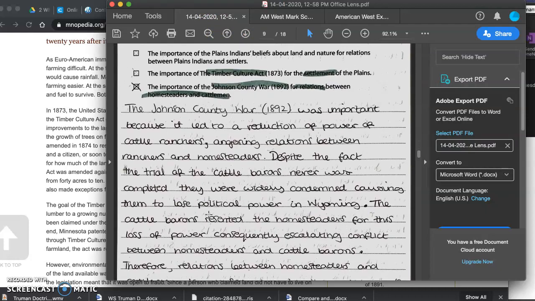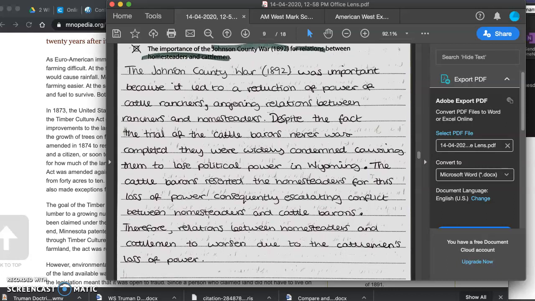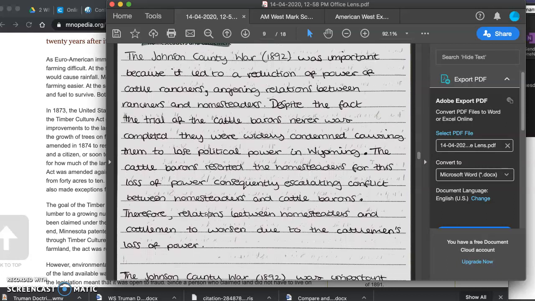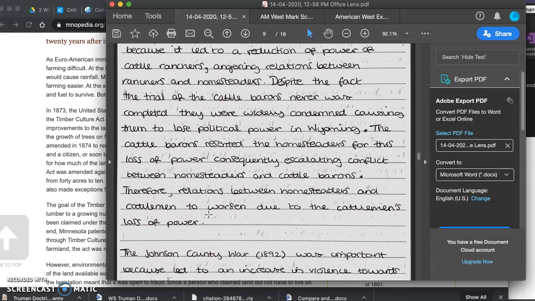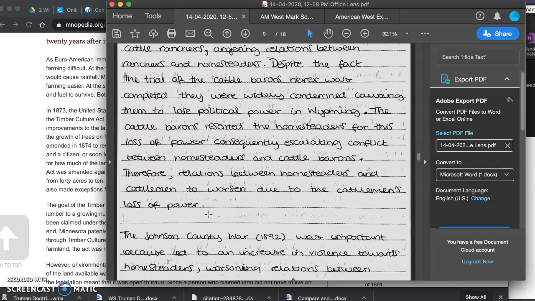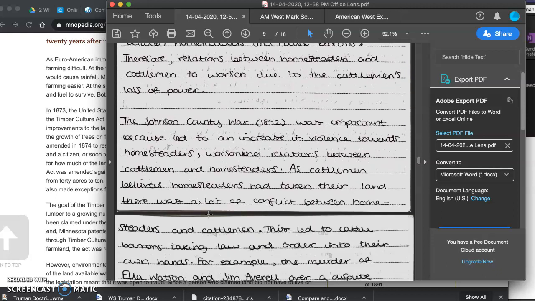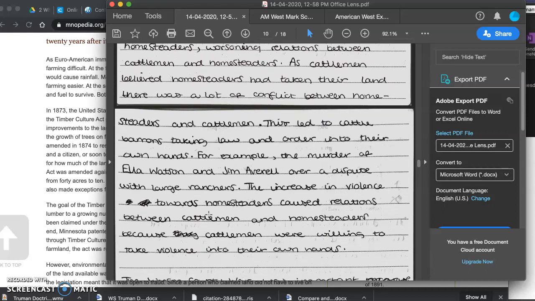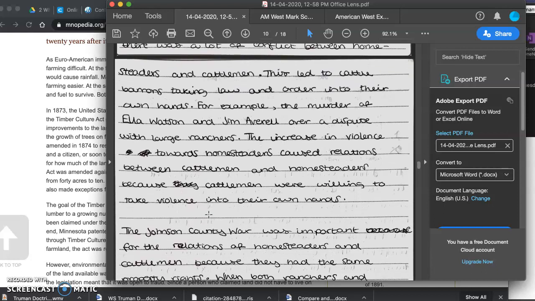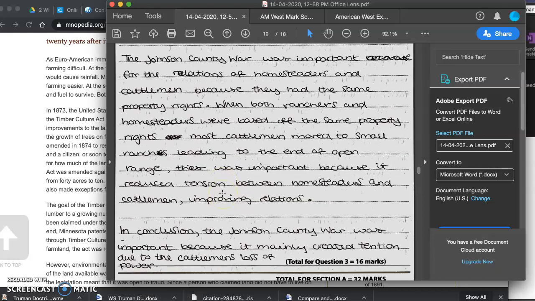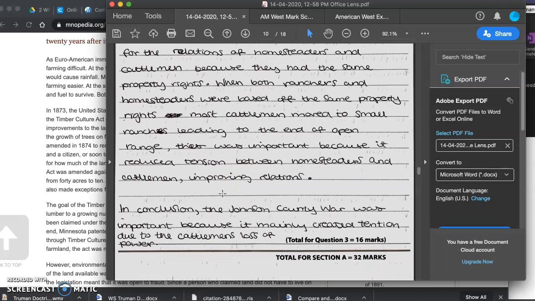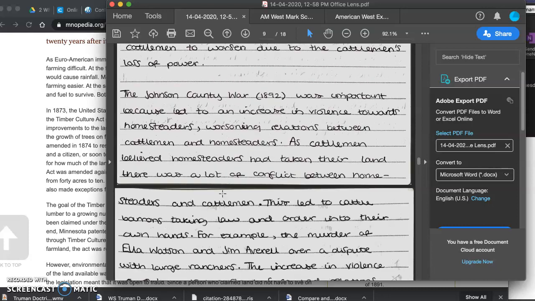Okay, Johnson County War was important to the reduction of power of the cattle ranchers, angering relations between ranchers and homesteaders, despite the fact that the trial of the cattle ranchers was completed, it was widely important to lose their power in Wyoming. Great intro, very clear outline of what you're going to be talking about. I already know this is going to be a very well-developed answer. Yeah, Ella Watson, Jim Averill, very good. Johnson County War was important for the relations. Okay. Bit brief.